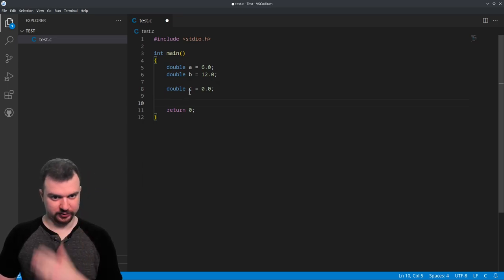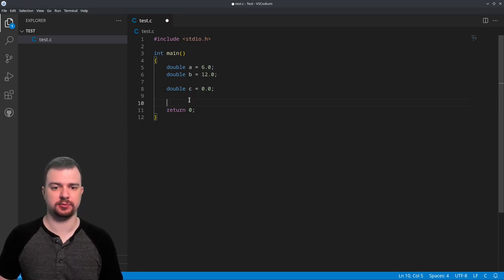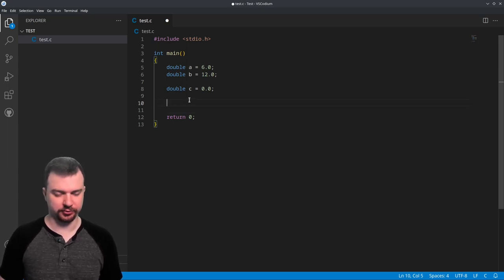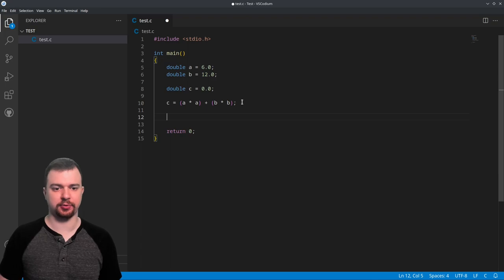I have a variable to store this. So let's take a look real quick. If we do c equals, we need to square these, so let's just say a times a plus b times b. Now that should be the idea of a squared plus b squared, and I need to print it out.